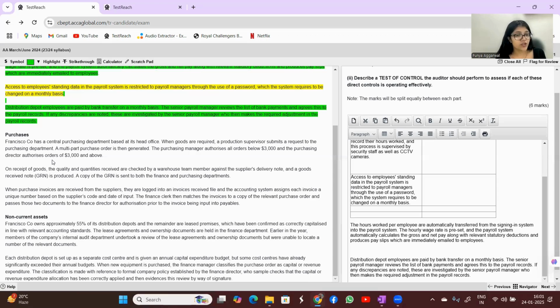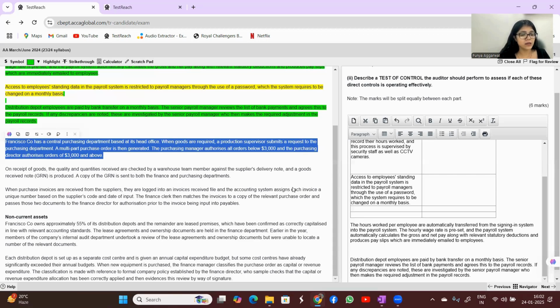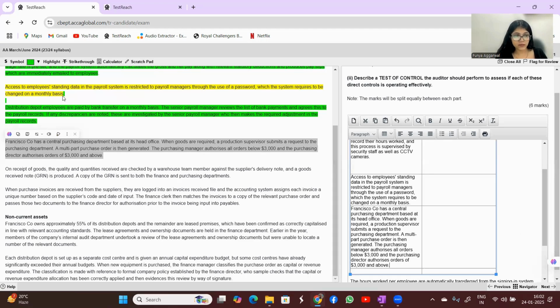The purchasing manager authorizes all the orders below 3,000, and the purchasing director, who is a senior person, authorizes the orders above 3,000, which is a very good practice. This will ensure that only the goods the company actually needs will be ordered, and no extra or fraudulent or personal goods of the department will be ordered. So this is a good practice, and this is a direct control. Fine.